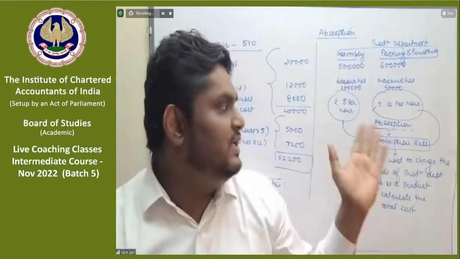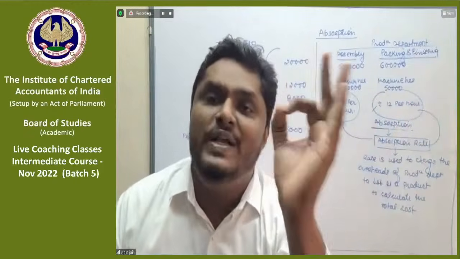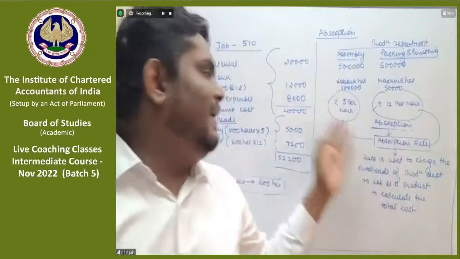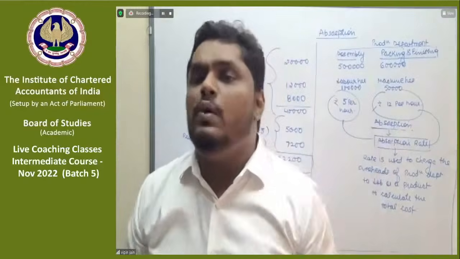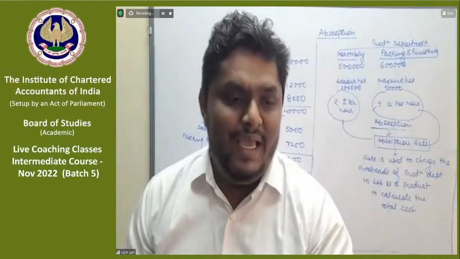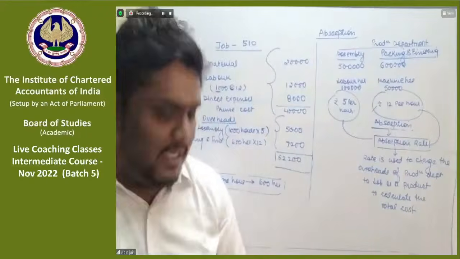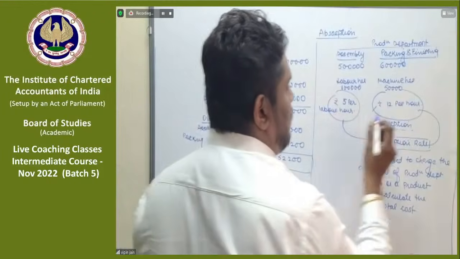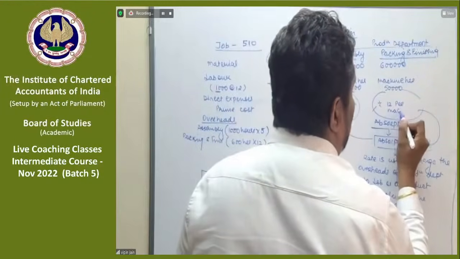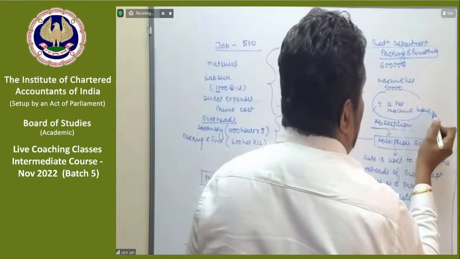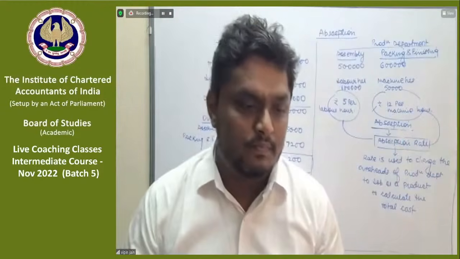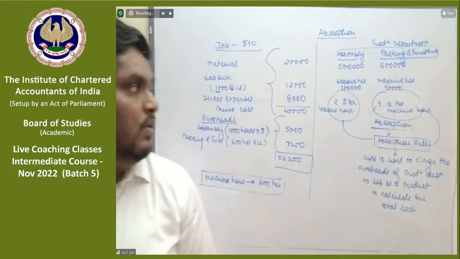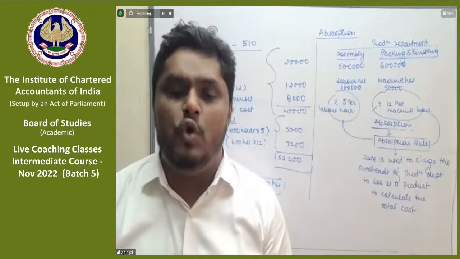The answer to this question is via absorption. In absorption, we calculate the absorption rate, and that rate is used to charge the overheads to a particular product or to a particular job to calculate the total cost. If you guys have any doubts in this concept, please ask me. Waiting for your queries, guys. Those who want to copy this explanation can please copy.